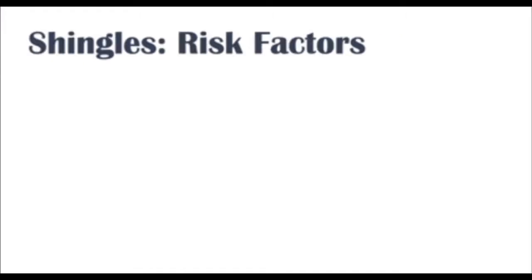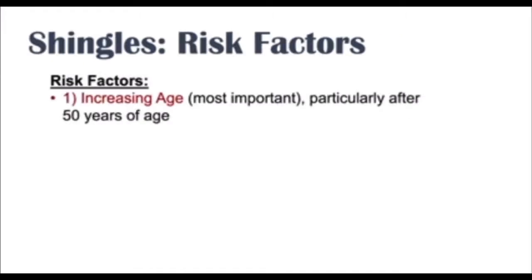So what are some of the risk factors for shingles? Some of the risk factors for shingles include increasing age. This is actually the most important risk factor, and in particular we see an increase in prevalence of shingles after the age of 50. The second risk factor is an immunocompromised state or condition. This makes sense. If your immune system is suppressing the varicella zoster virus, any immune-compromised condition can lead to reactivation of the virus in dorsal root ganglion nerves.